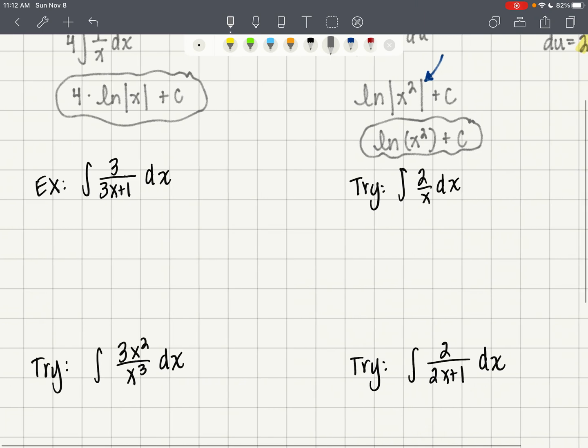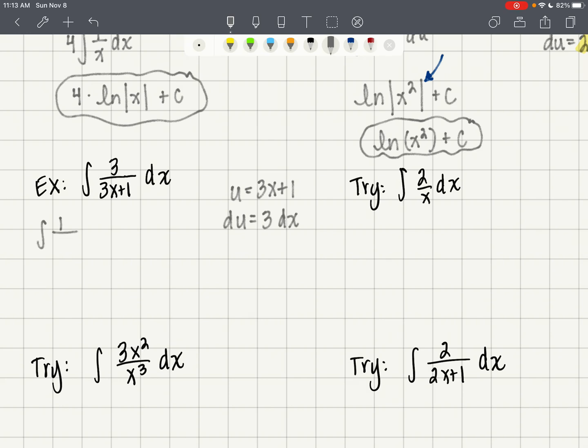Okay, and one more example, and then we're going to let you do 3 tries. So here we have the integral of 3 over 3x plus 1 dx. Hopefully you're getting used to seeing what you think u is going to equal, and then doing that derivative in your head mentally and seeing that that's very close to what's going to be left over, 3 dx. In this case, it's exactly what's left over.